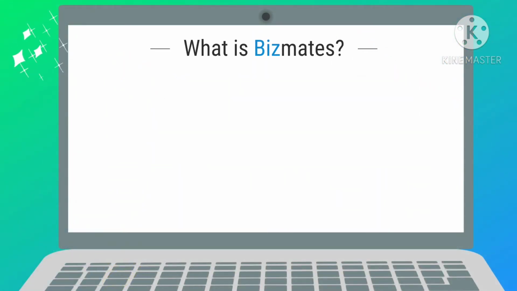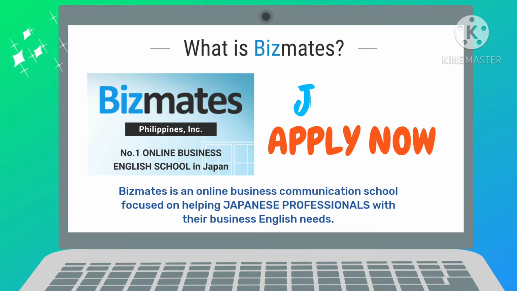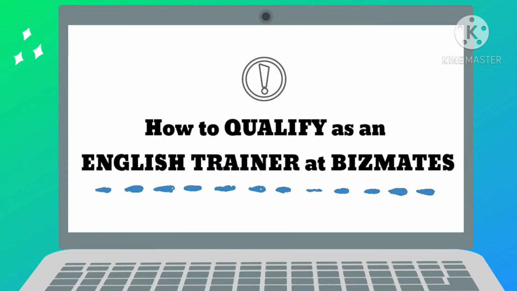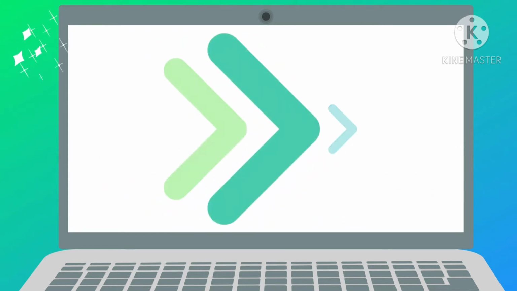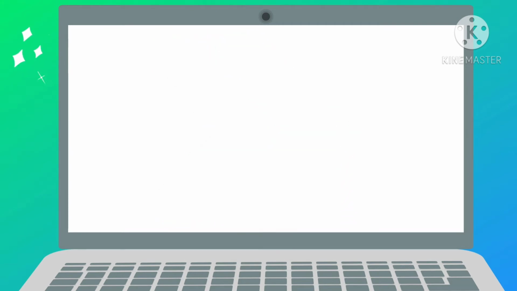So to those of you who's not familiar with Bizmates, they are, according to their website, the #1 online business English school in Japan. And Bizmates is continuously hiring home-based English trainers from anywhere around the world. And if you want to know more about the requirements, you can check out my other video, How to Qualify as a Trainer at Bizmates. Okay? And now, if you feel that you're qualified, then let's talk about the hiring process.